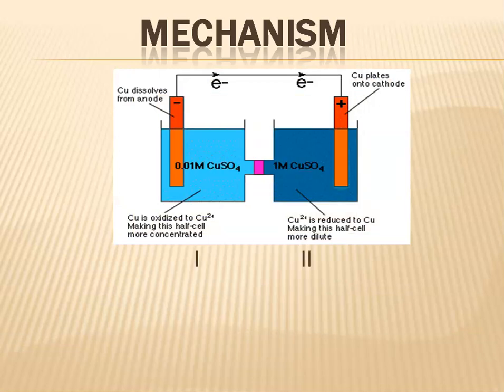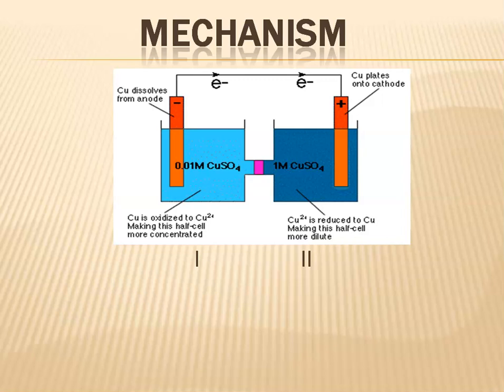Here we have a concentration cell. There are two half cells. In one, you have a copper electrode which is dipped in dilute copper sulfate solution, while in two, you have a copper electrode dipped in concentrated copper sulfate solution. Both the electrodes are made up of the same metal, copper. The electrolyte is also the same, copper sulfate, but they differ in their concentrations.